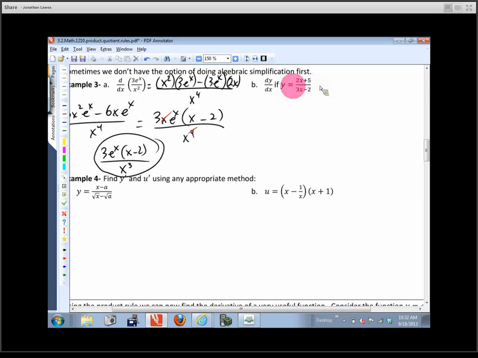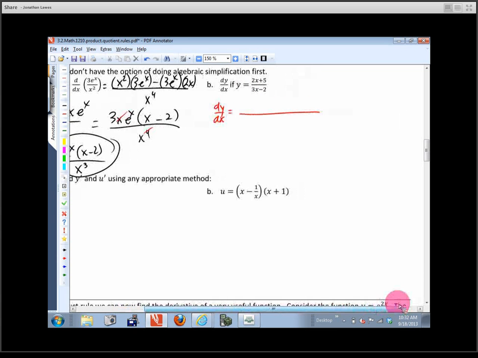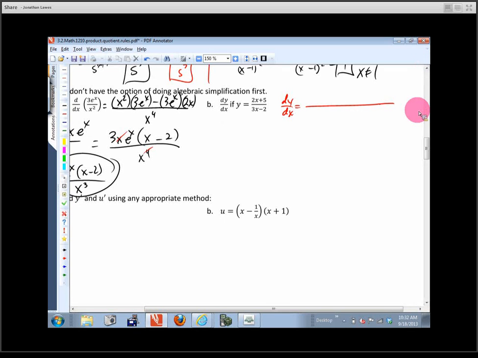Okay. Again, I can't do any algebraic simplification. So if I figure out what dy dx is here, there's the bottom, there's the top. Okay, would you go ahead and write that down? Don't do any of the algebra yet, just do the calculus. Bottom, write it in parentheses.